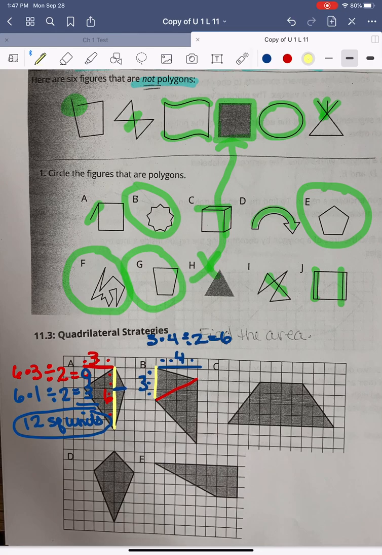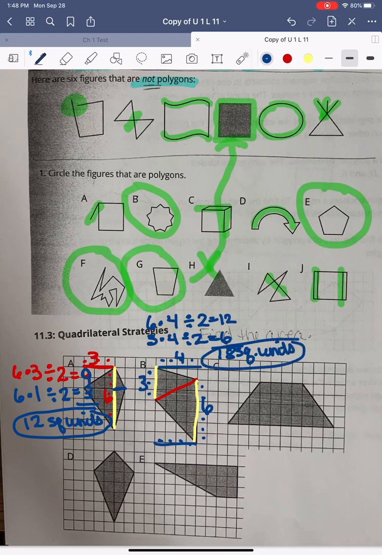So yellow for the base. I'm going to count it. 1, 2, 3, 4, 5, 6. And the height should be the same as the other one. 1, 2, 3, 4. So I'm going to go up above there. 6 times 4 is 24, divided by 2 is 12, and then add those together. So that would be 18 square units for B.